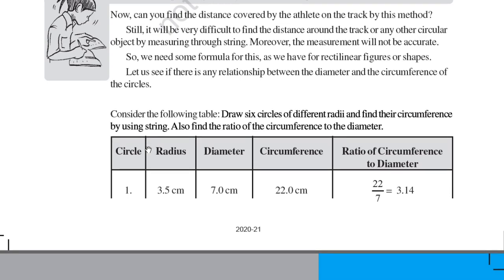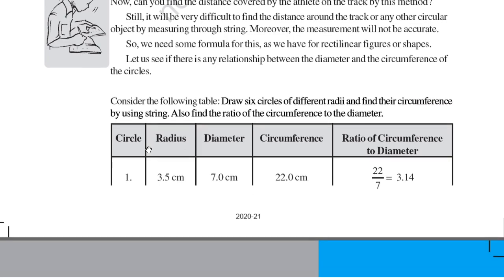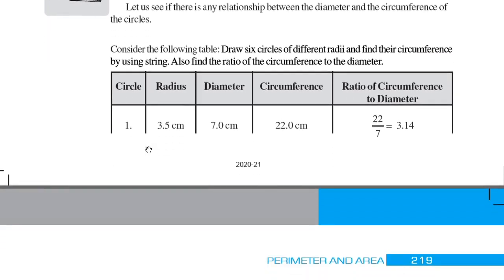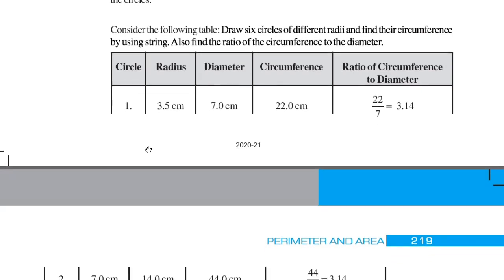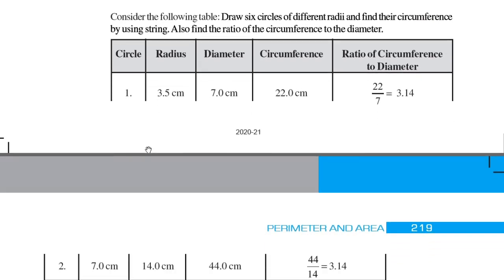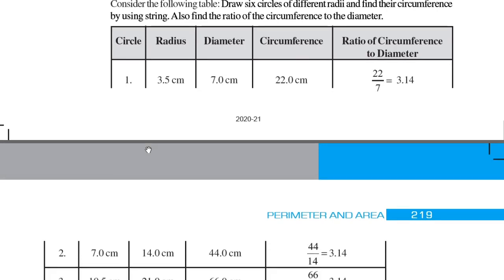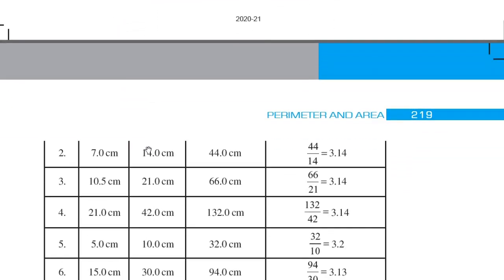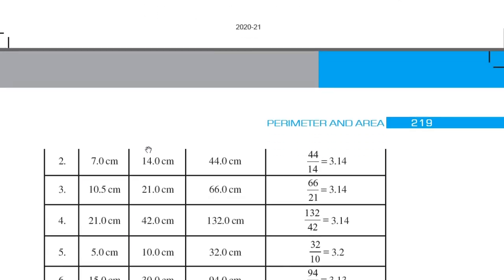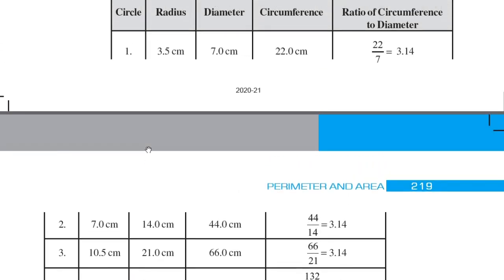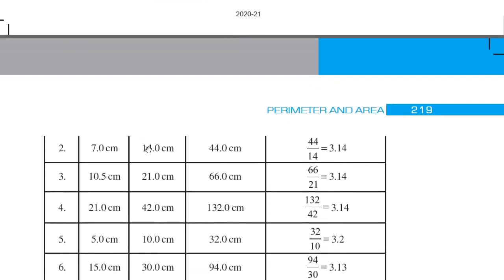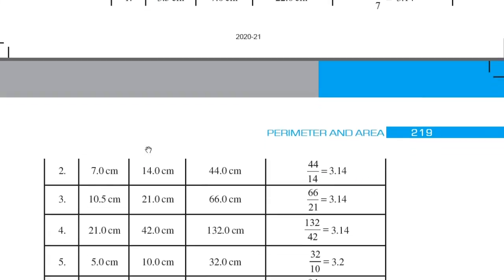Let us see if there is any relationship between the diameter and the circumference of circles. Consider the following table. Draw 6 circles of different radii and find the circumference by using string. Also find the ratio of the circumference to the diameter. So you can see a circle is given, the radius is given, the diameter is 2 times the radius, so it will become 7. Circumference is 22.0 centimeter and the ratio of circumference to diameter is 22/7, which is equal to 3.14. So for different circles, the radius, diameter, and circumference are given, and the ratio between them is found in the last column.